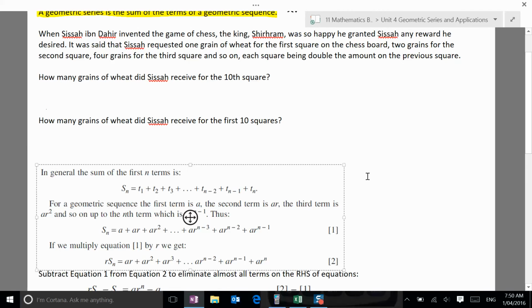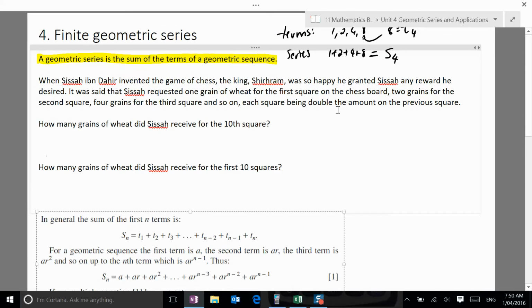Geometric series are pretty interesting, and this is a true story from the creation of the game of chess. When Sissa ibn Dahir invented the game of chess, the king Shirham was so happy he granted Sissa any reward he desired. So you think, what would I desire if I invented a game of chess that pleases the king so much?